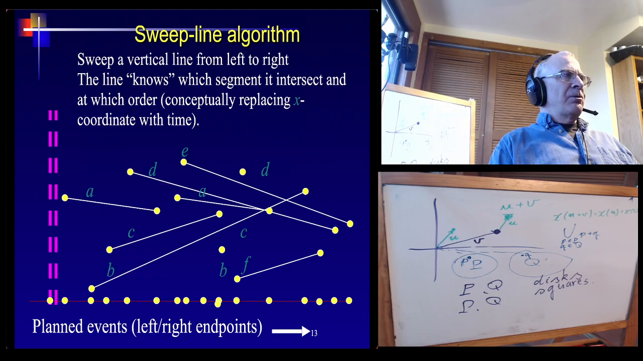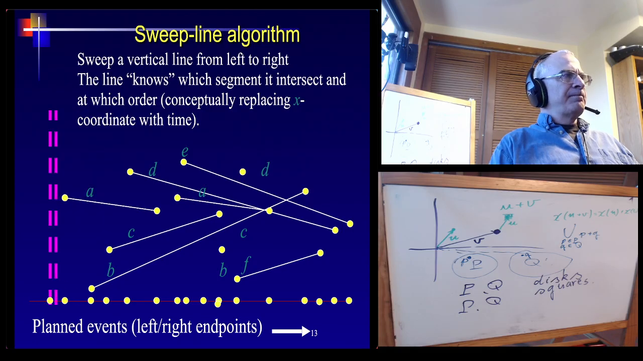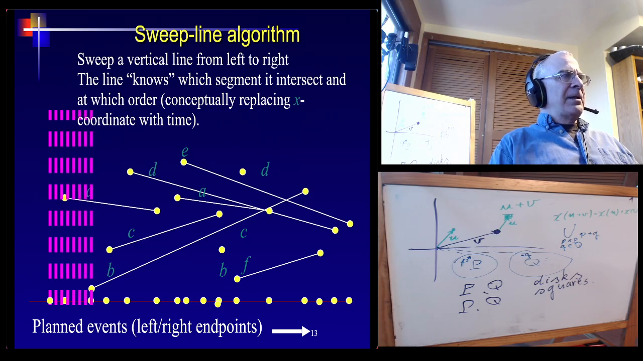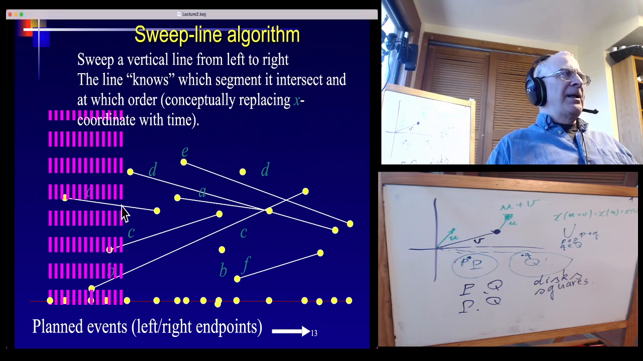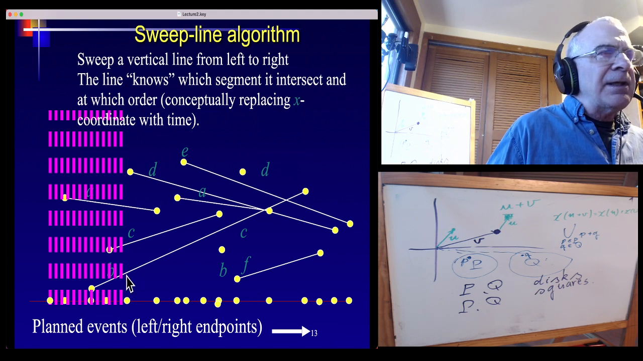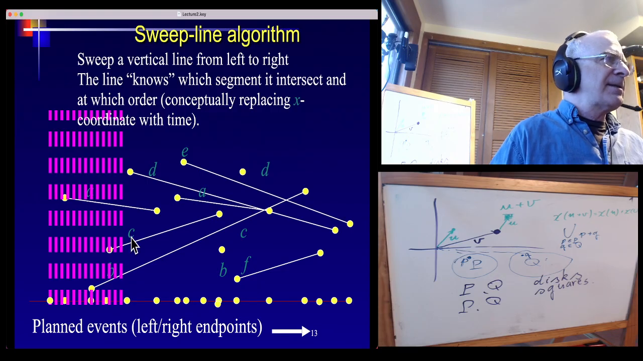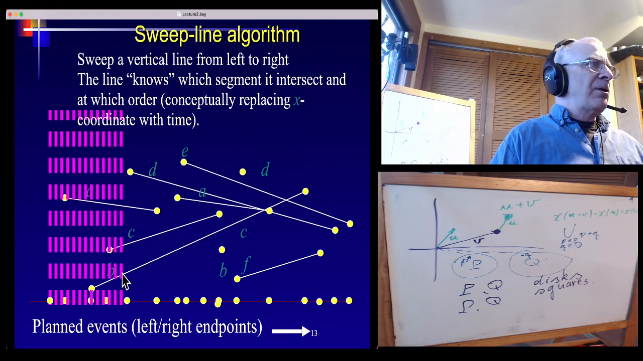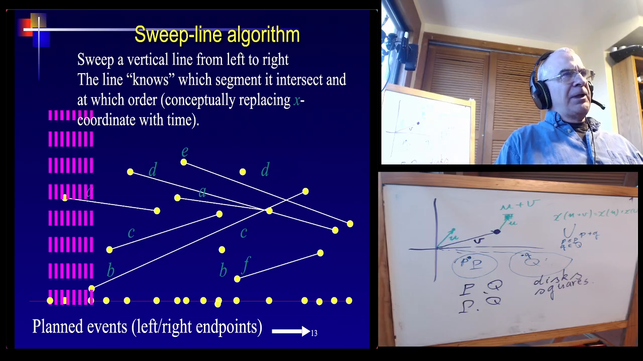When it was all the way here, it didn't intersect anybody. Later on, it intersects A, and then it starts intersecting B, and then it starts intersecting C. So at this moment, the status of the sweeping line needs to know that it intersects A, C, and B, and B is the lowermost segment, above it is C, above it is A. Okay, so I need to know who do I cross and in which order.